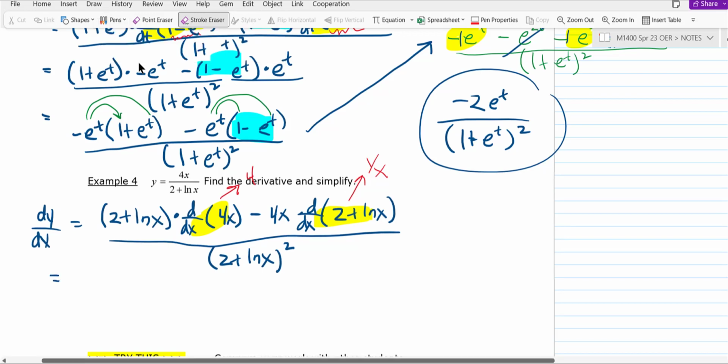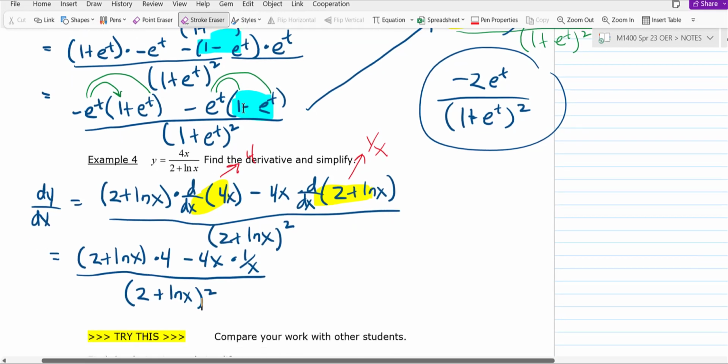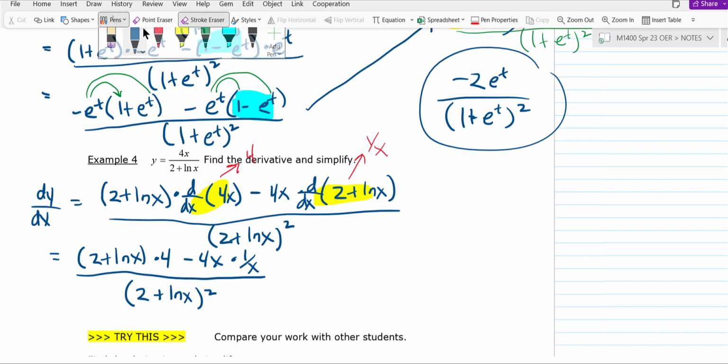That makes my day. Okay, so we get 2 plus ln x times 4 minus 4x times 1 over x, which we saw earlier in class when you were working a problem, all over 2 plus ln x to the second. Now you can bypass that first step because you can do the derivative of 4x and 2 plus ln x in your head. So now I'm going to use the distributive property, and this time I'm just going to distribute from the right.